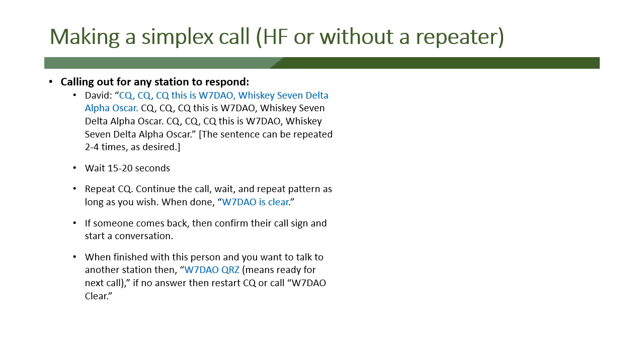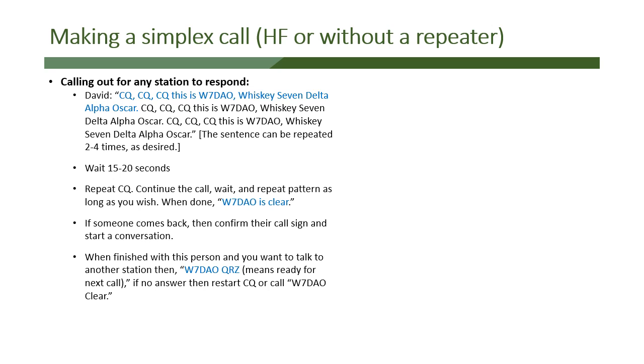So you'd say, "CQ, CQ, CQ. This is W7DAO, Whiskey 7 Delta Alpha Oscar." You can repeat the sentence 2 or 4 times as you desire. Wait 15 to 20 seconds. Repeat the process again, and continue the call. Wait and repeat patterns as long as you wish.